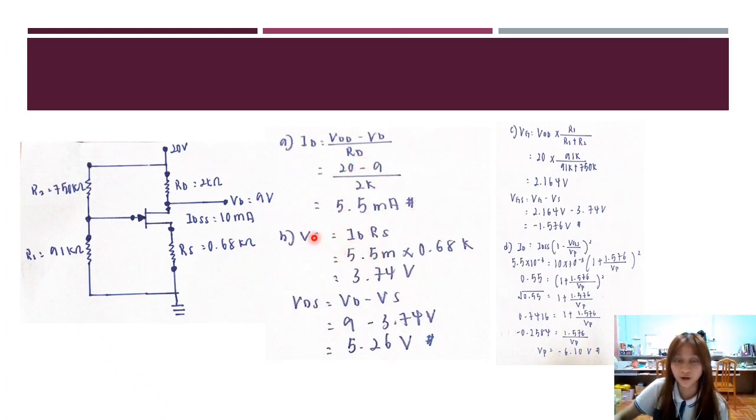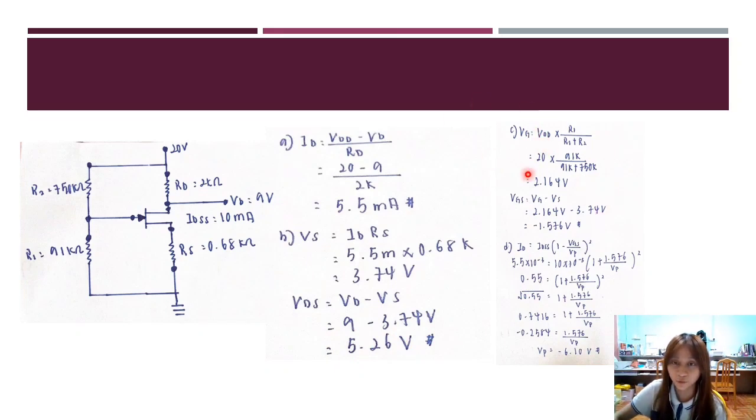Next, we will find the VS. We use the formula V equal to IR, which is VS equal to ID multiplied by RS, and we will get the answer of 3.74 volt. Now you can see we have the VD and VS already, so we can easily find the VDS. VD is given as 9 volt and VS is 3.74 volt, and we will get an answer of 5.26 volt.